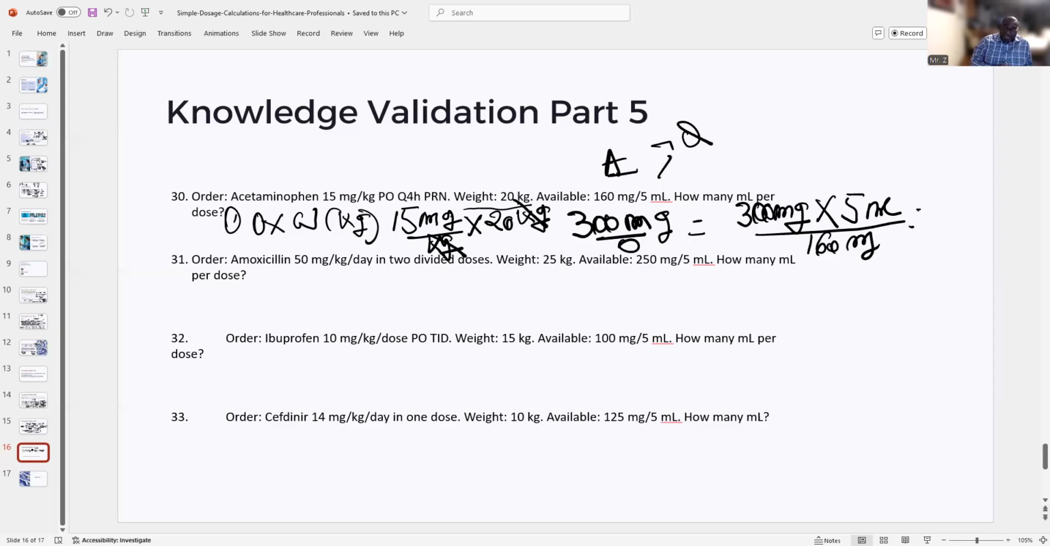So you've got 300 times 5 divided by 160. You get 9.375 milliliters. If they ask you to round, you go ahead and round that to the nearest tenth. They can tell you to round your answer to the nearest tenth or to the nearest hundredth. Sometimes a syringe goes up to the tenth, or it can go up to the hundredth. So if they say round this to the nearest tenth, the answer is going to be 9.4 milliliters.